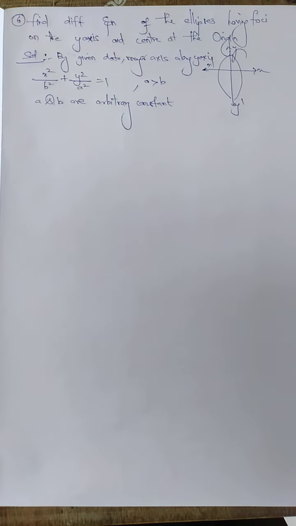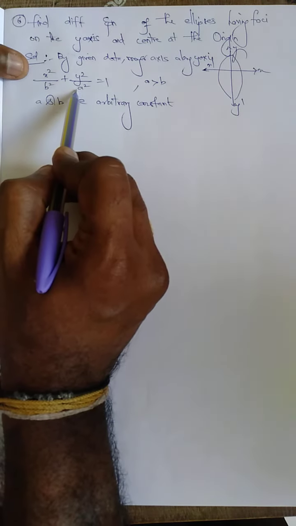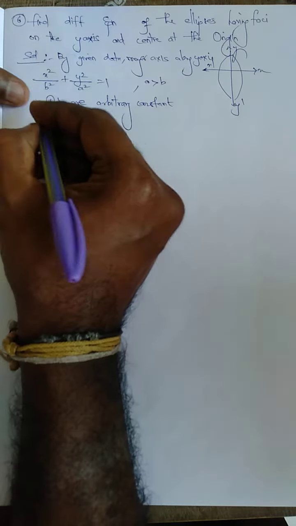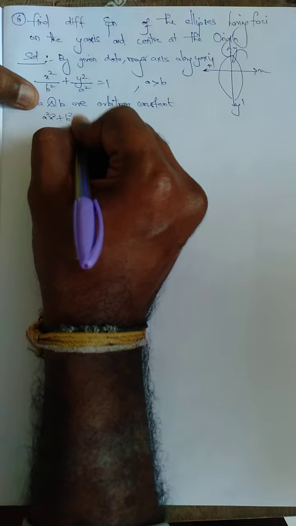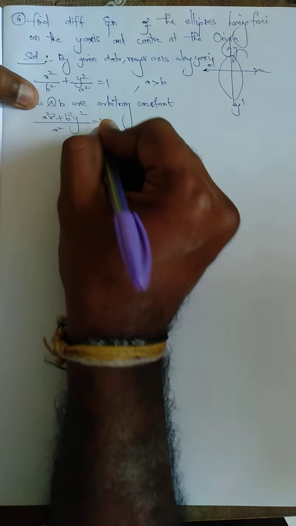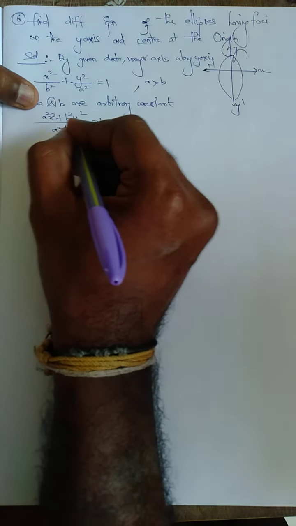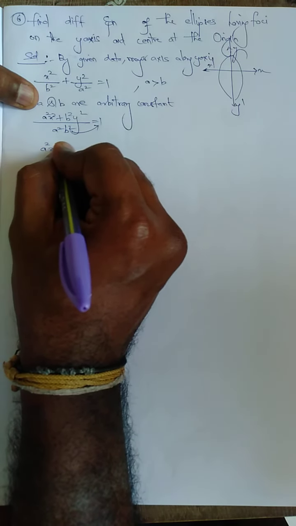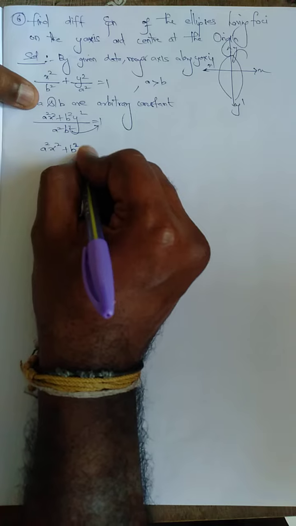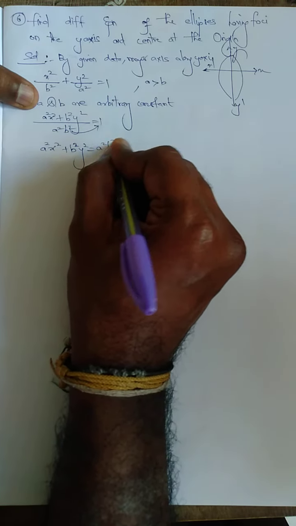We need to differentiate twice. In this sum they give the determinant method, but I am not going to use it. I am going to solve by a direct method. Before that, I cross multiply: a square x square plus b square y square equals a square b square.